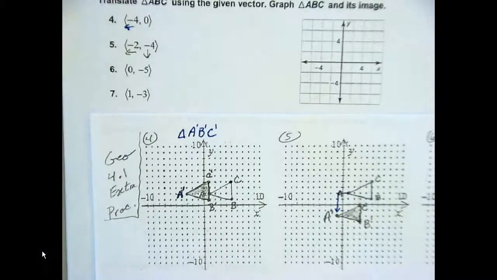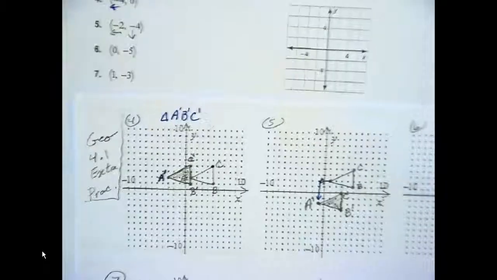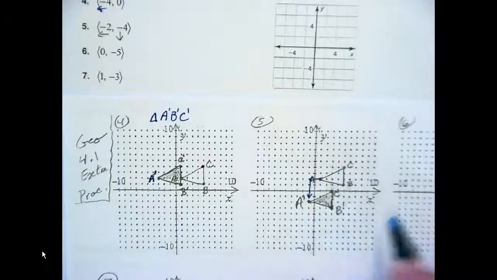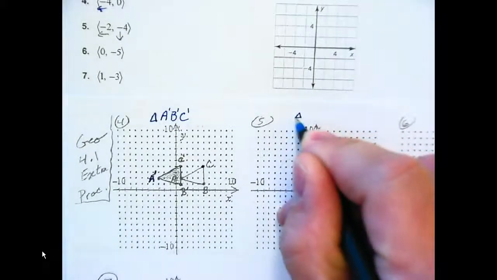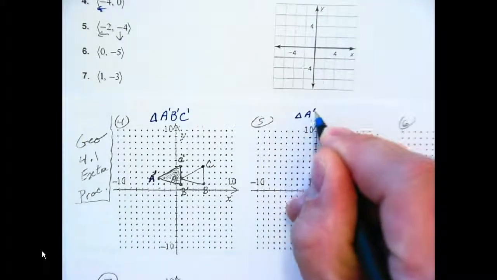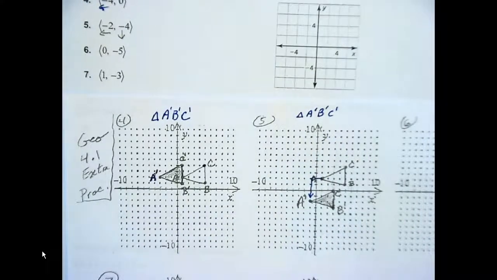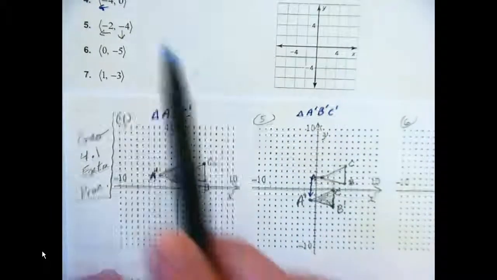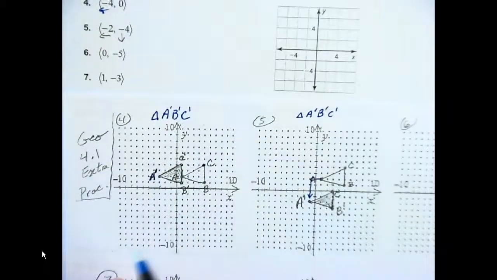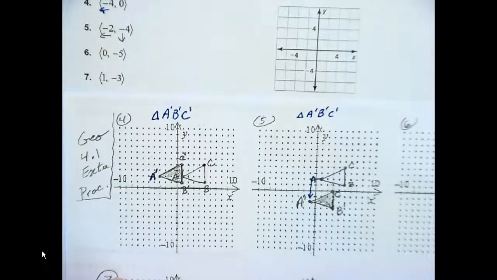Hey, a good question came up. Do we call all of these A prime, B prime, C prime? Well, since they're all on different grids, yeah, you call them all A prime, B prime, C prime. Now, if we had put all these on the same grid, the first one we call A prime, B prime, C prime. The second one would be A double prime. So you'd have 2 tick marks, B double prime, and then C double prime.